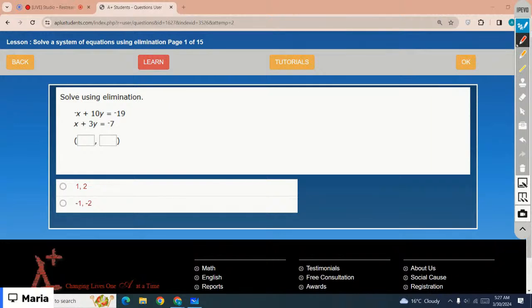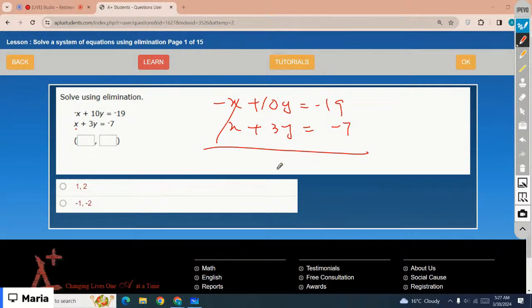Okay, first thing is you have to look for either variable x or y that has opposite terms, right? So you can see here you have negative 1 and here you have 1. X has the opposite term. So simply add these equations to eliminate the variable x. When you add them, 1 minus 1 is 0, right? And 10 plus 3 is 13y. And negative 19 and negative 7 is negative 26. So divide both sides by 13 to calculate the value of y. 13 and 13 cancel out, you are left with y equals negative 2, right?